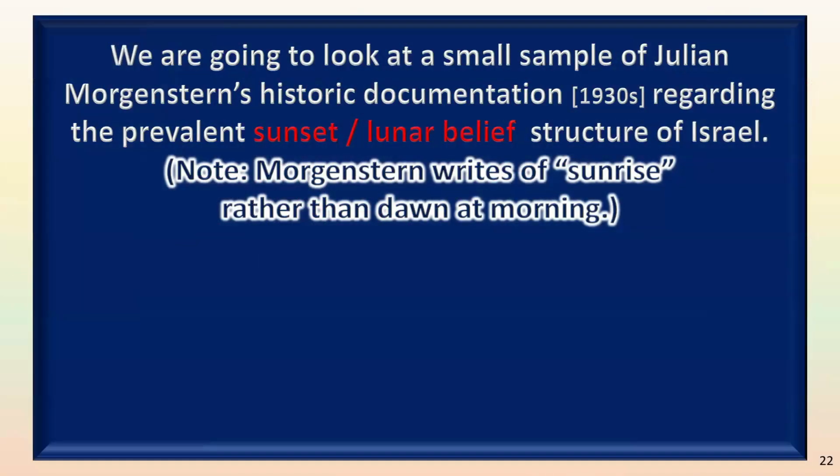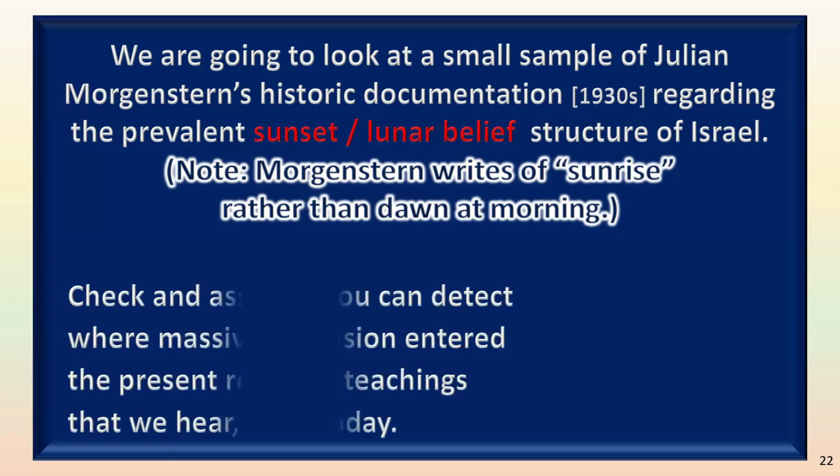We're going to look at a small sample of Julian Morgenstern's historic documentation from around the 1930s regarding the prevalent sunset lunar belief structure of Israel. And I want you to note that Morgenstern writes of sunrise rather than dawn at morning. Many times with these older studies, they will interchange sunrise for dawn. So if you can just remember that.